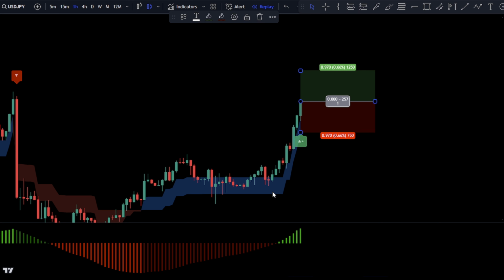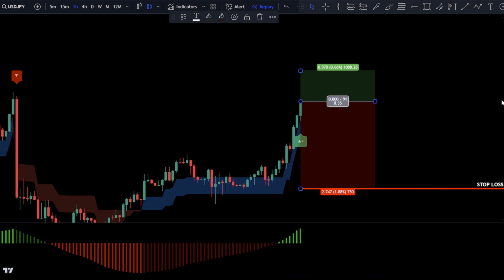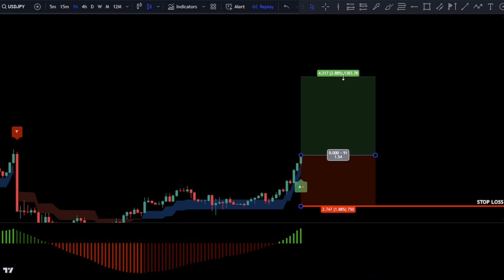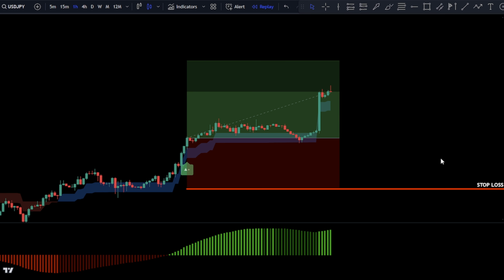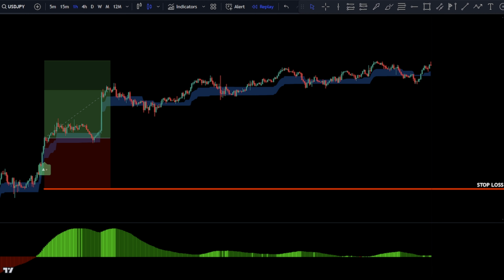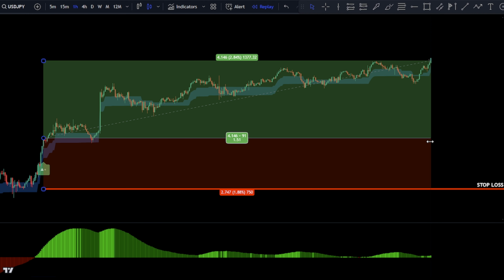For the stop loss, you can set it either below the NeoCloud or below the most recent swing low, depending on your risk preference, the asset, and the time frame you're trading on. Now, for taking profits, we will use 2 targets. First, aim for a 1 to 1.5 risk-reward ratio. At this candlestick, our first target of 1.5 risk-reward was hit.